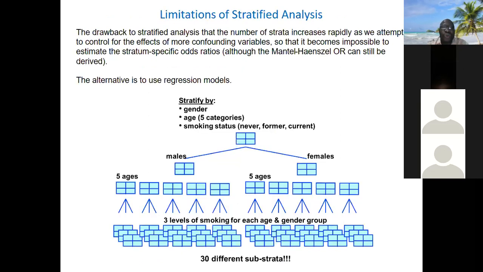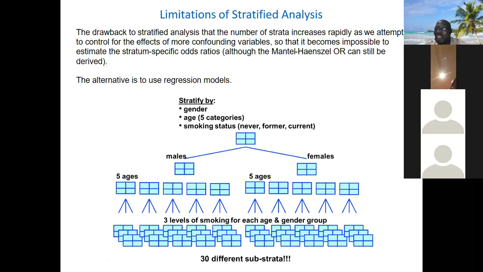Still further, once people are saying they are controlling for confounders, you may have gender as a confounder, age as a confounder, smoking, many things as confounders. Imagine male, female, age group, 5 of them, then smoking, 3 levels of smoking for each age and gender. It will give you 30 different substrata. So when you begin to do that, it will be cumbersome interpreting when you have too many variables.